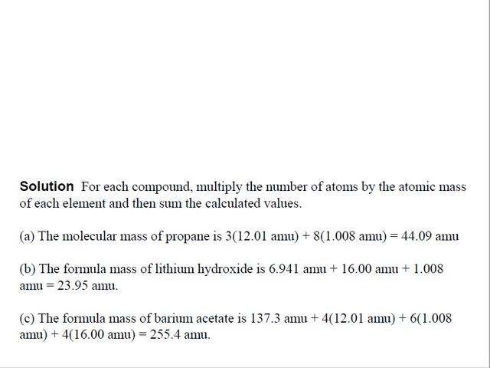So for the first one, propane is C3H8. So the molecular mass, we find carbon in the periodic table, which is 12.01. We have 3 of those, so they have this multiplier of 3. So you do 3 times 12.01, and then add to that 8 times 1.008. The 1.008 is for hydrogen, and then since there's 8 of those, 8 times that. So 12.01 times 3 plus 8 times 1.008, we come out to be about 44.09 atomic mass units.